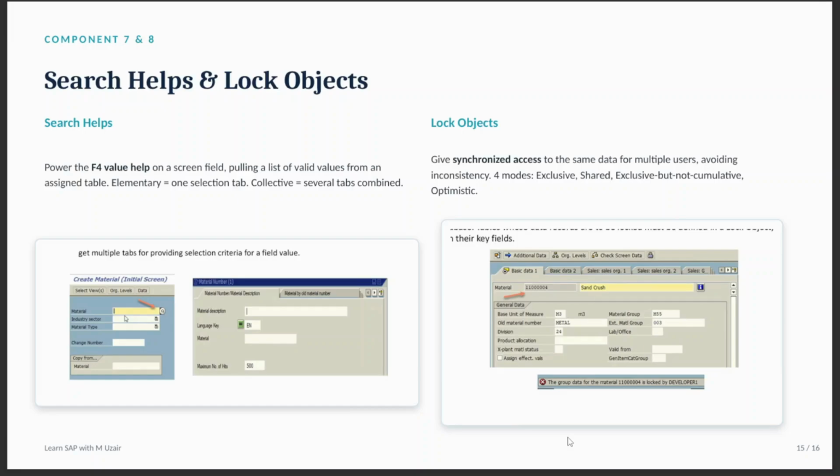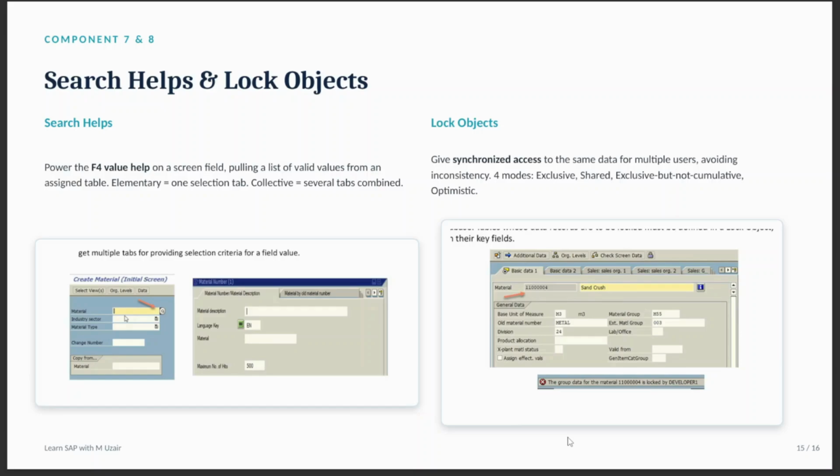Search help, we got to know that it's a help that the user wants on an input field. When he is inputting something, he wants help on what kind of data he has to put. He can just press F4 or just click on the help button. And there are multiple types of search helps. One is elementary, that gives you a single tab, and one is collective search help that can show multiple tabs. Like the material number example shown here with material number and material by old number tab.